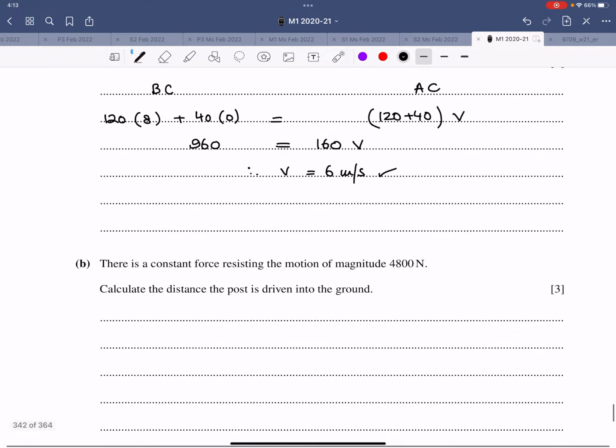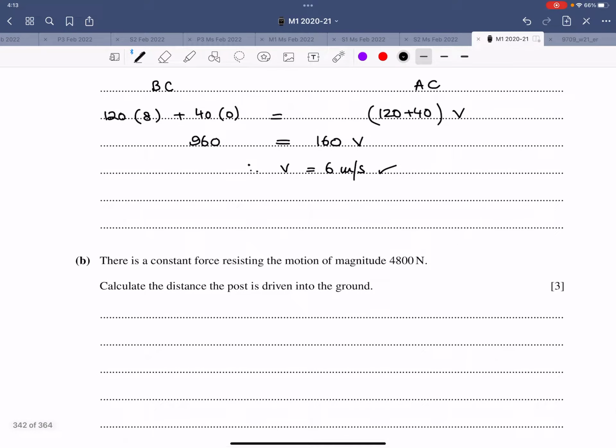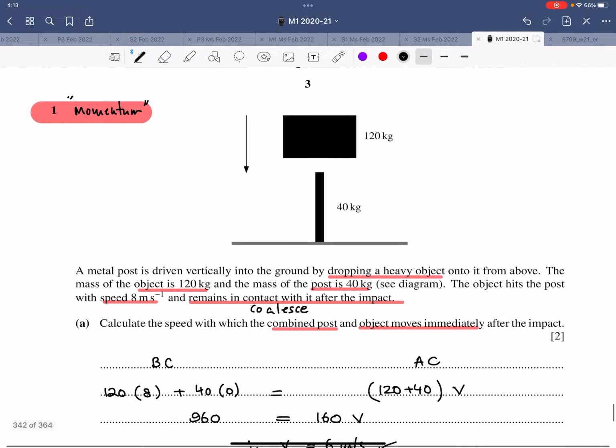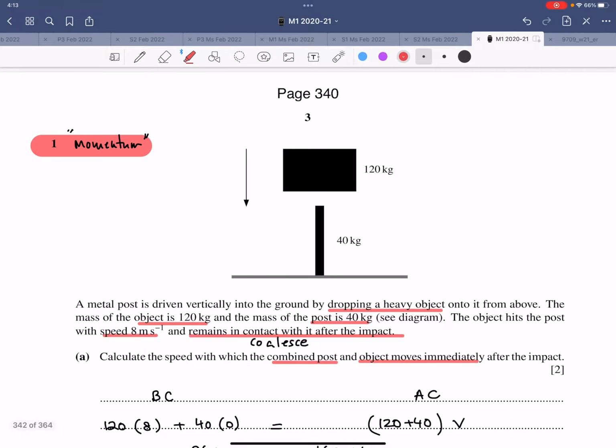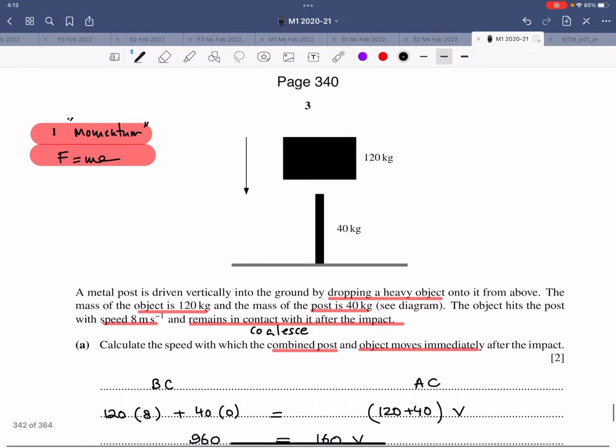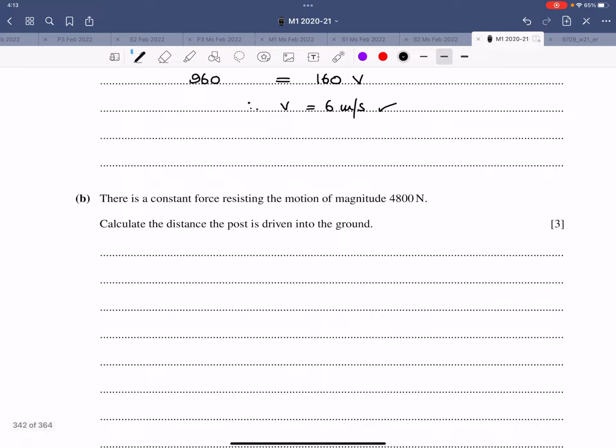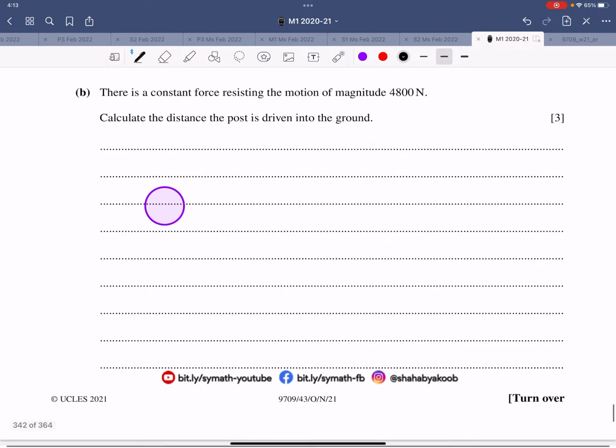Now it says there is a constant force resisting the motion of magnitude 4800 Newton. So in the same question, the scenario is now about F equals ma. So what is the equation over here? Let me draw a diagram. So this object, I'm treating it like this. The total mass is 160.